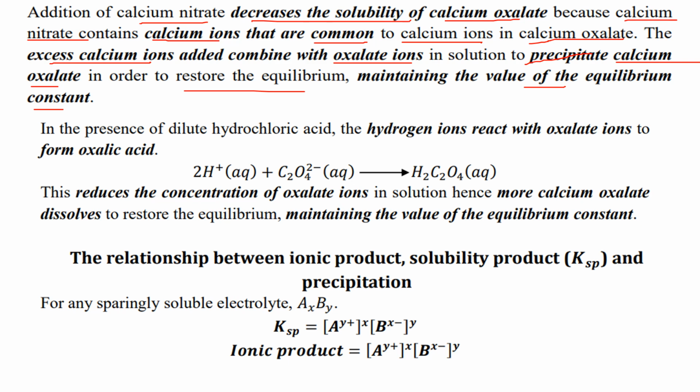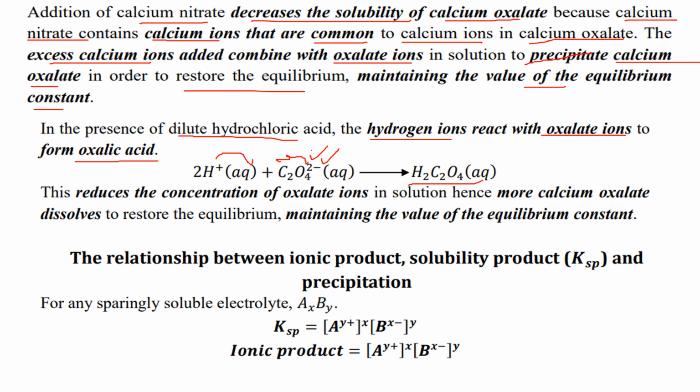However, in the presence of dilute hydrochloric acid, the hydrogen ions are going to react with the oxalate ions that are present from our sparingly soluble salt, forming what we call oxalic acid. Now, oxalic acid is soluble. That means that in our equilibrium equation, the concentration of oxalate ions is going to be reduced. Therefore, more of the calcium oxalate dissolves to replace the oxalate ions that are being neutralized to form oxalic acid.